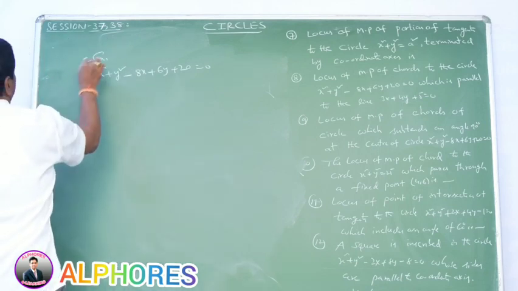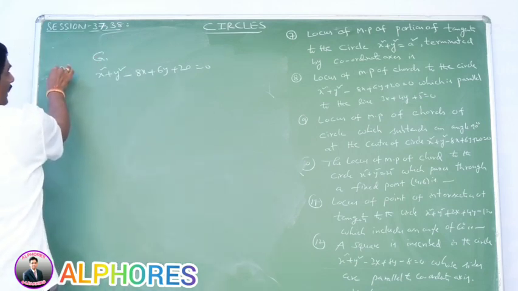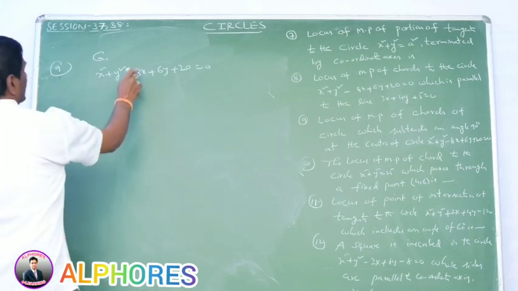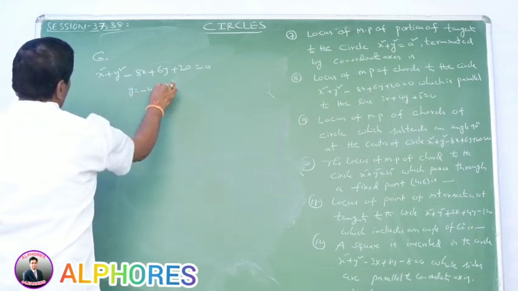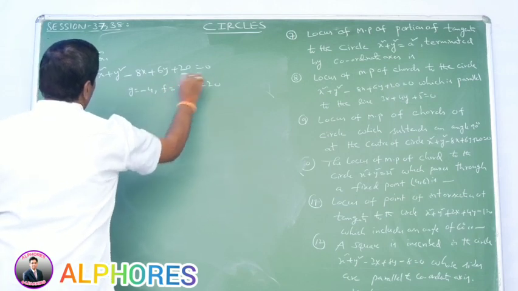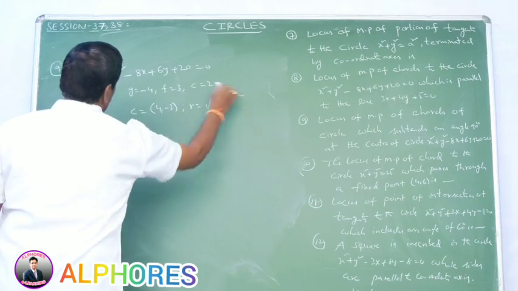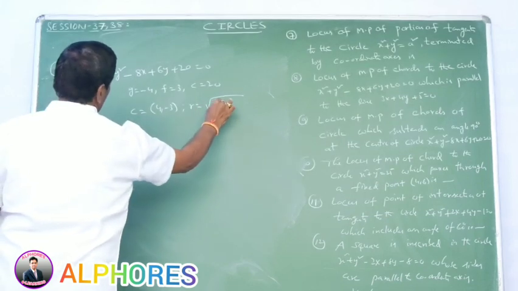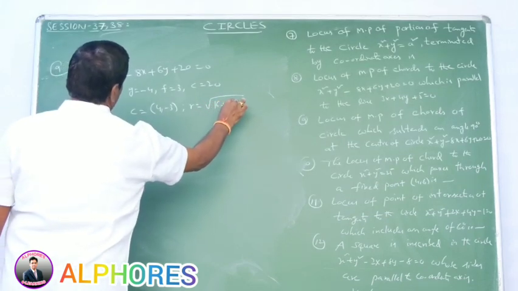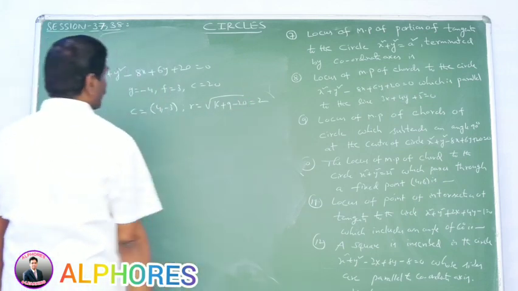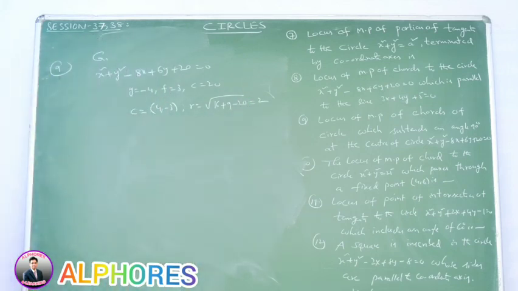Given circle. Here 2g is equal to minus 8, means g is equal to minus 4, f is equal to 3, c is equal to 20. Center of the circle is (4, minus 3) and radius of the circle is root over g square plus f square minus c, means 16 plus 9 minus 20. That means 25 minus 20, means root 4, which is 2. Radius of the circle is equal to 2. Center of the circle is (4, minus 3).